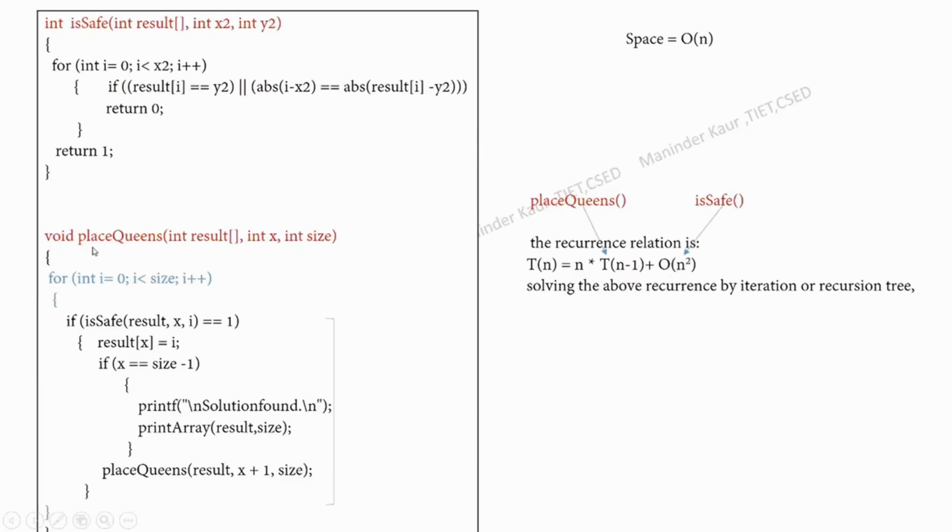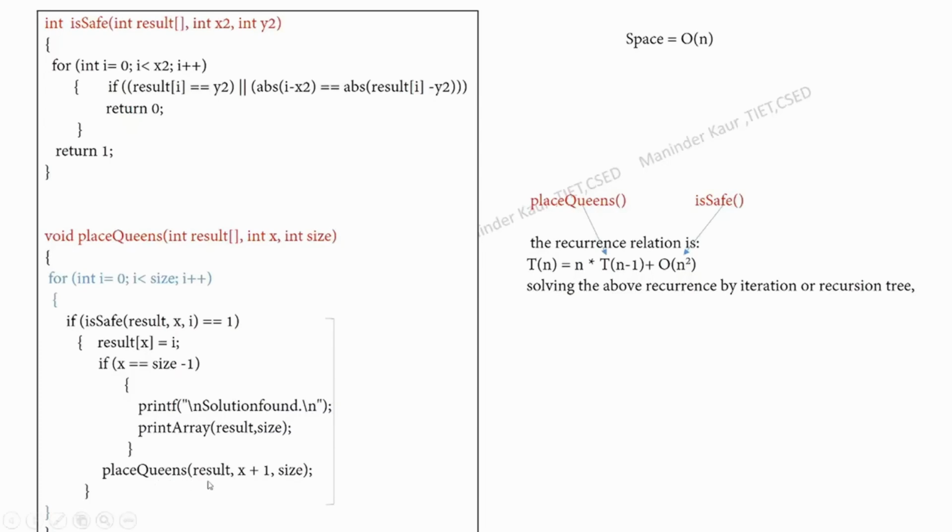Now within the placeQueen function, for every iteration of this for loop, there is again a further recursive call which is one unit less than the previous one. That is, if the complexity of this whole algorithm is Tn, the placeQueen function will be moving one step less than the number of queens. That placeQueen function will have the complexity of Tn minus 1.